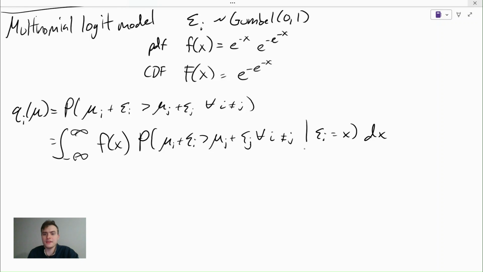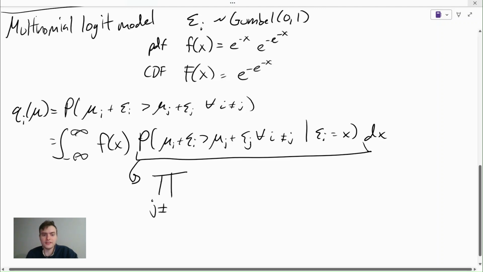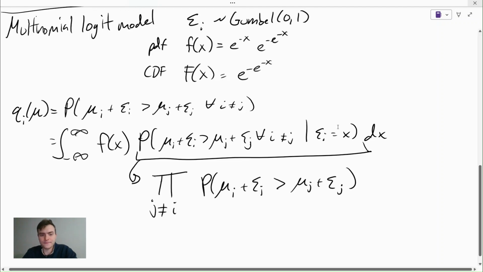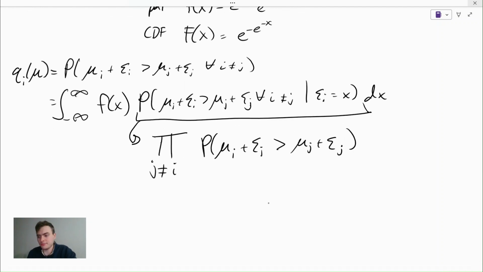And so the difficult part is finding this conditional probability, right? Just taking this out separately, you would have to multiply the probabilities together over all j not equal to i, the probability mu_i plus eps_i is greater than mu_j plus eps_j. Does that make sense? Because it's true for all of them, the probability of the intersection is the probability of each individually multiplied out. And pi denotes the product.